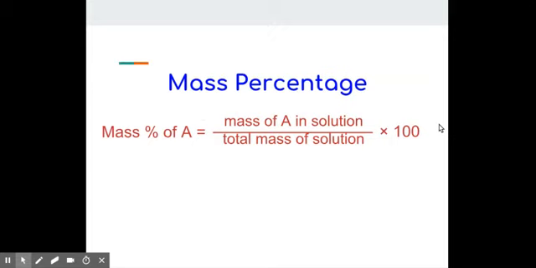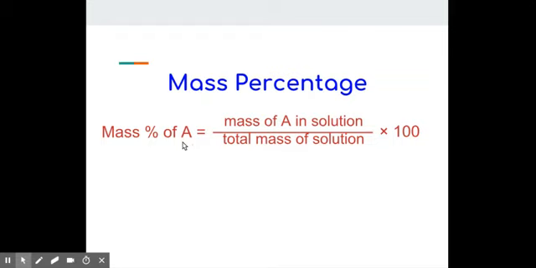When we talk about percentage, we talk about a certain amount of a component divided by the total amount of that particular system. In this case, we talk about a solution that contains solute and solvent. It may not be just one solute and one solvent. There are cases where you have more than one of each. So in this case, let's just make it general. If you're looking for mass percentage, that means the amount is in terms of mass.